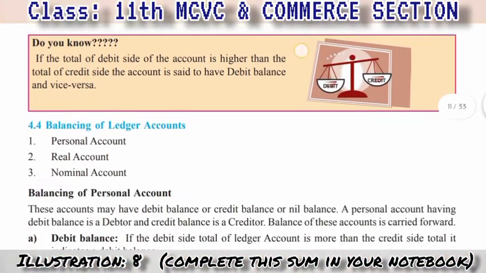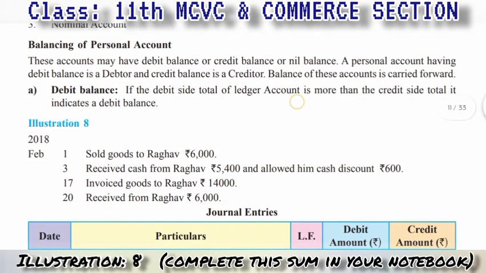Moving ahead, we are going to start with another thing, which is balancing of ledger accounts. That is personal account, real account and nominal account. As we know, these 3 are the major accounts of the ledger. So balancing of the personal account can be shown like this: the account may be debit balance or credit balance or nil balance, any of these.